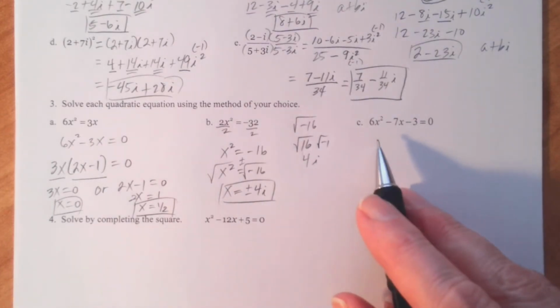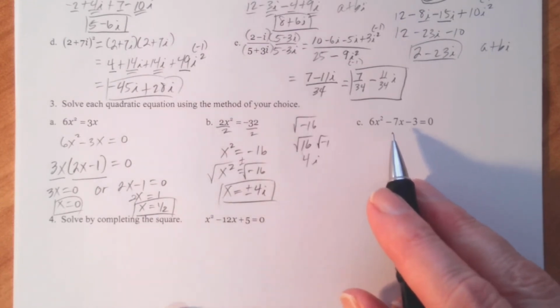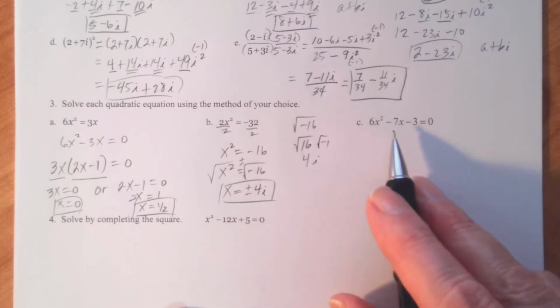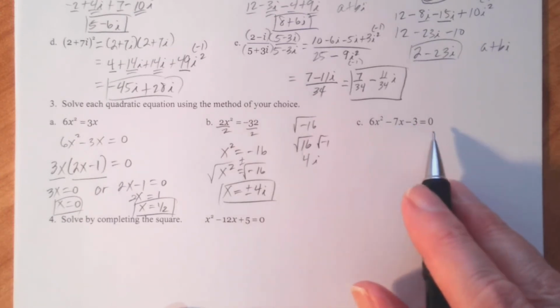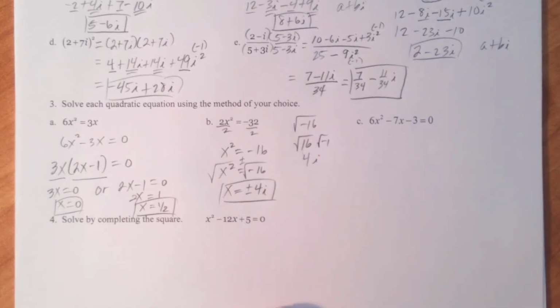So as I look at letter C here, I'm thinking this is, first of all, a trinomial. It's in standard form. We got the x squared term, then the x term, then the constant. 0 on the right side. I'm thinking, hey, I'm going to try to factor this. If it doesn't factor, then I'm going to use quadratic formula.